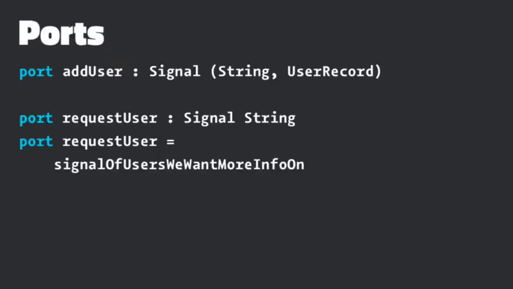So ports. Basically, you declare a port. You say this particular port is going to take a string and a user record, whatever that is. It's going to be a list of fields. And that comes from JavaScript. And then you can send to JavaScript a string of information.